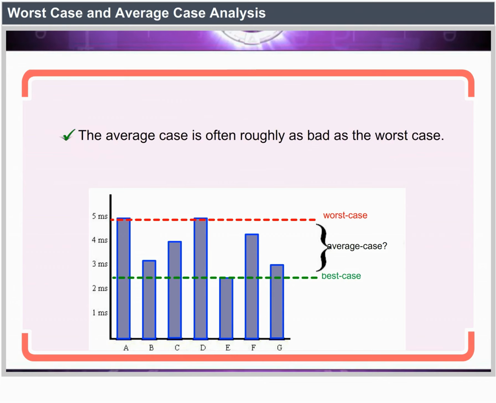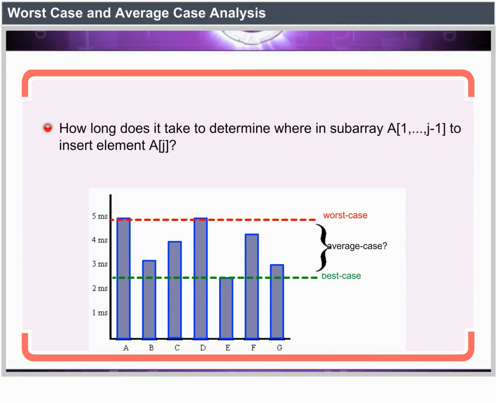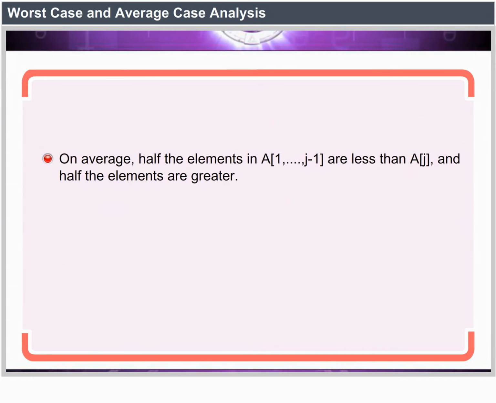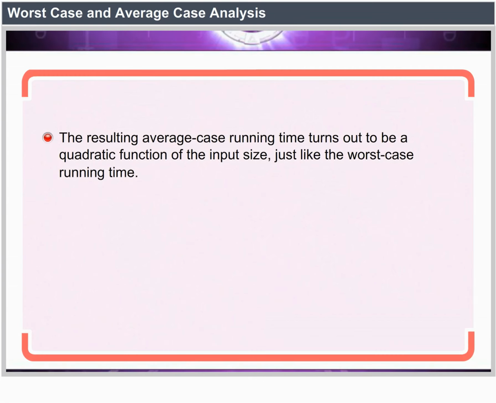Suppose that we randomly choose n numbers and apply insertion sort. How long does it take to determine where in subarray A[1..j-1] to insert element A[j]? On average, half the elements in A[1..j-1] are less than A[j] and half the elements are greater. On average, therefore, we check half of the subarray A[1..j-1], and so tj is about j/2. The resulting average case running time turns out to be a quadratic function of the input size, just like the worst case running time.